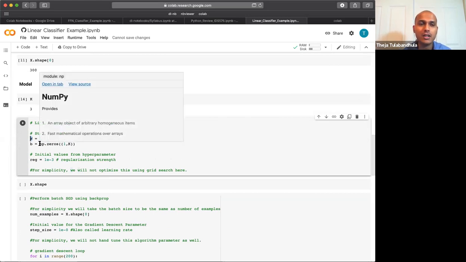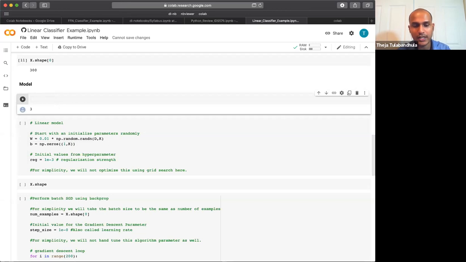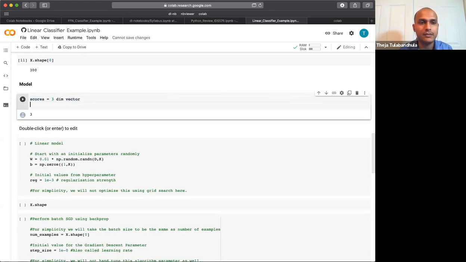This is a little bit different from what we saw in the lecture notes, where if we had 3 classes, then the number of rows had to be 3. Remember, last time I showed that typically you would say scores is a 3-dimensional vector. Let me make this cell a text cell. So scores is a 3-dimensional vector.